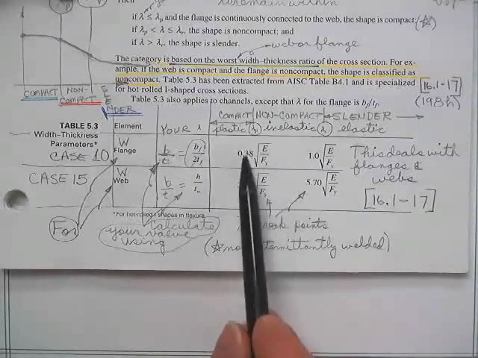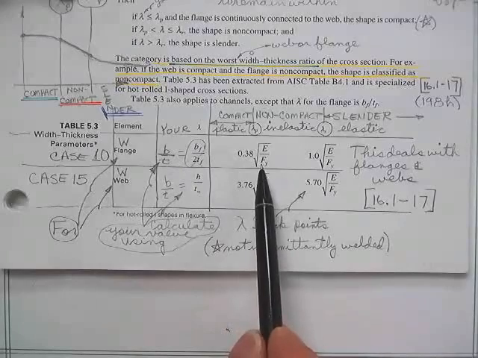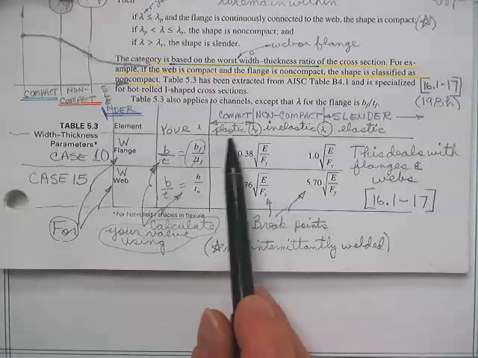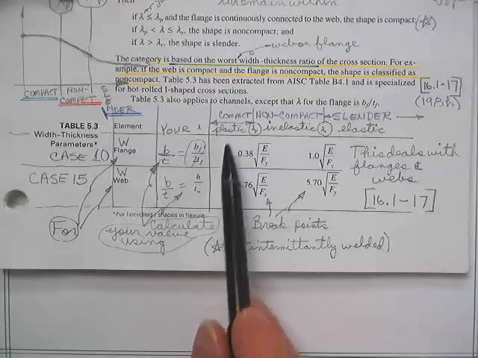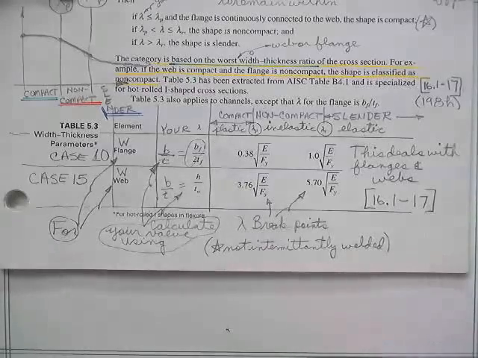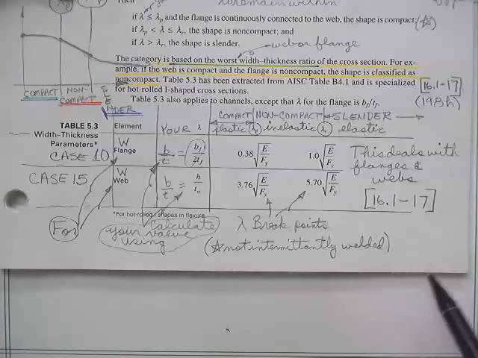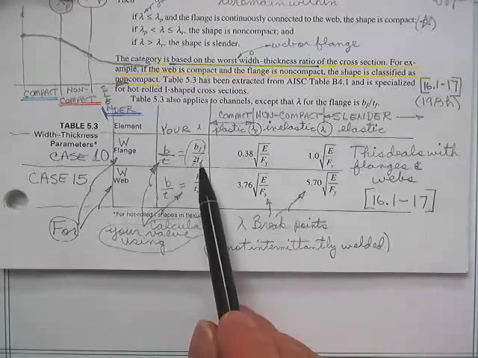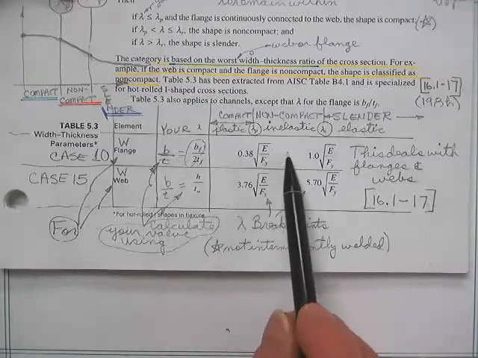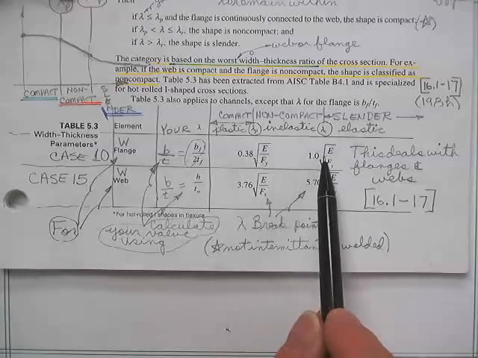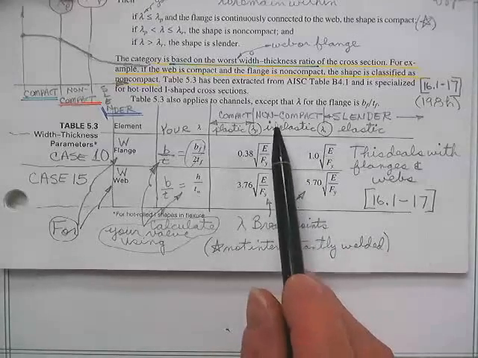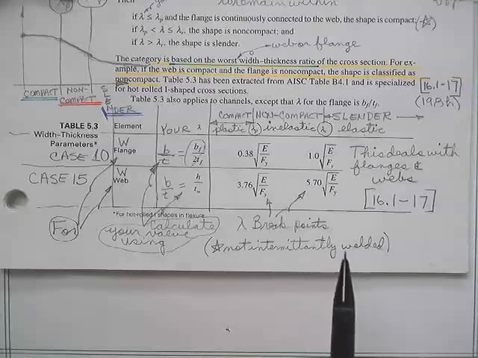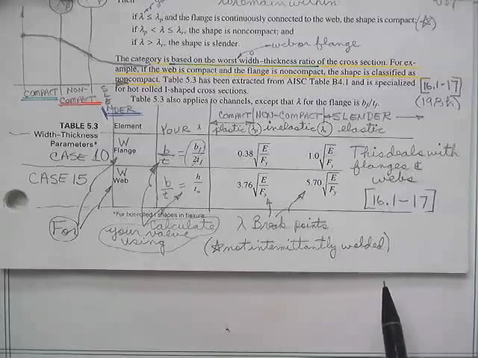If your number comes less than this breakpoint, this is your lambda sub P, then you're in the compact or the plastic region. You get full M sub P. Congratulations. Full plastic moment. If, on the other hand, your stick out divided by how thick it is falls within these two breakpoints, then you have a non-compact shape, and you're going to have to do some adjusting to your plastic moment. It will be dropped to a smaller number.